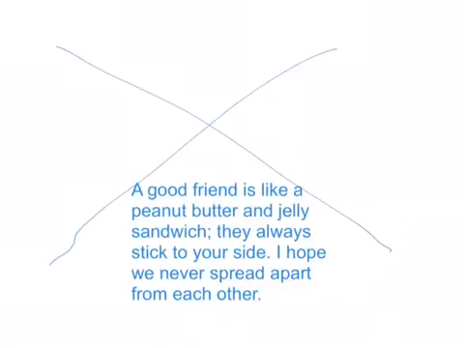So in my conclusion, I wrote, a good friend is like a peanut butter and jelly sandwich. They always stick to your side. So there's my simile. I compared a good friend to a sandwich. And then my last sentence, which was either I hope or I wish we never spread apart from each other. Or I could have said, I wish we could play together every day. Anything like that. So 2 sentences, a simile, and then an I hope or I wish sentence.